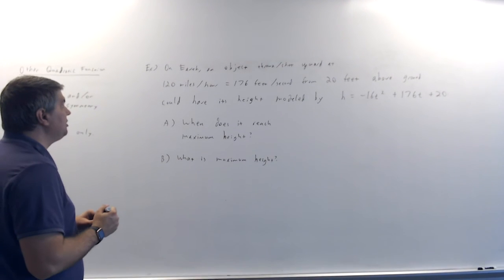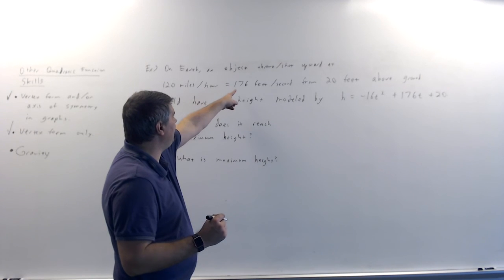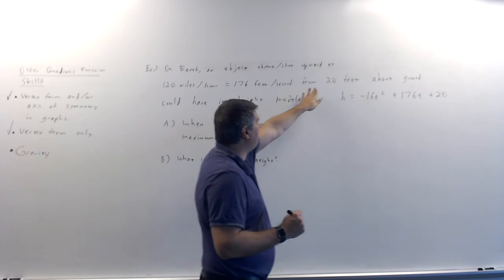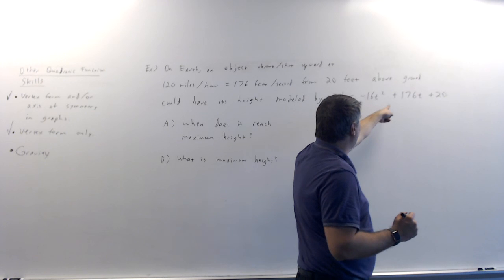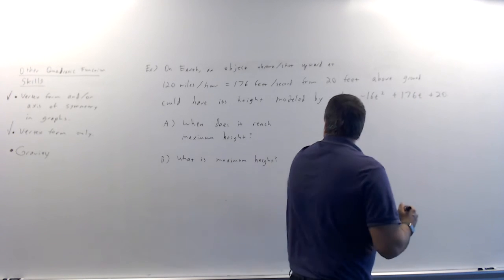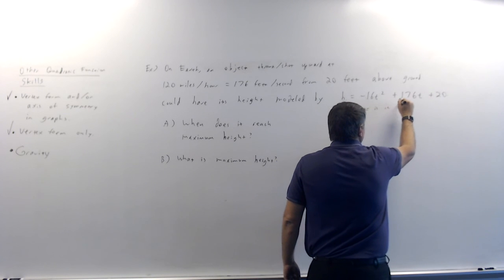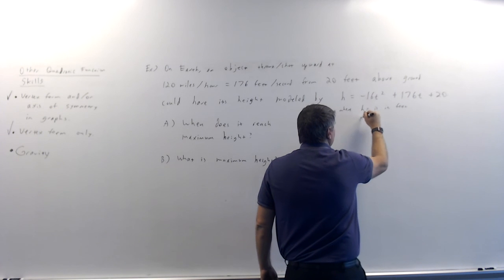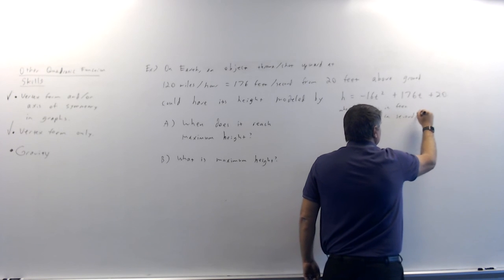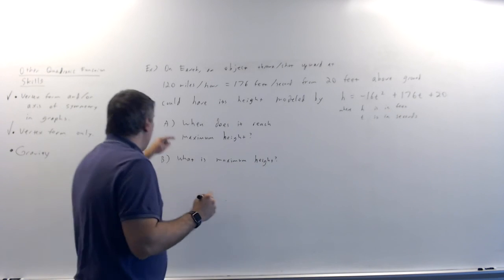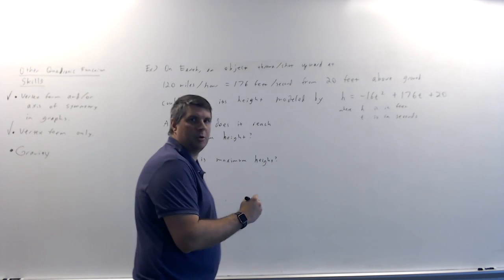Okay, on Earth, an object shot or thrown upward at 120 miles per hour, which is exactly 176 feet per second, from 20 feet above the ground, could have its height modeled by h equals negative 16t squared plus 176t plus 20, where h is in feet and t is in seconds. A, when does it reach its maximum height? B, what is the maximum height?